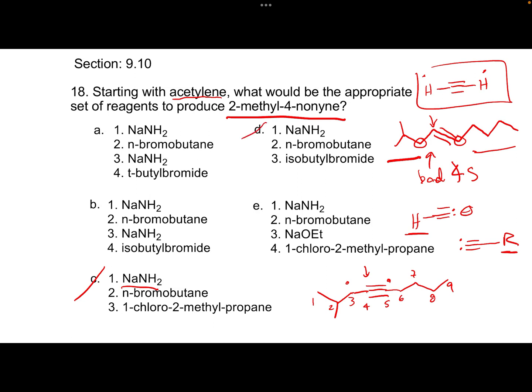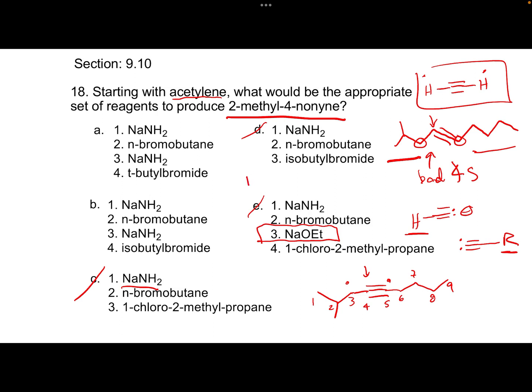So that gets rid of C, that actually gets rid of D, and that also gets rid of E because E is using a base, but it's not a strong enough base. It's your ethoxide. So now all we have to do is look at our halogens, and this is nomenclature. This is a really great ACS style question because you have to know what your nomenclature is.